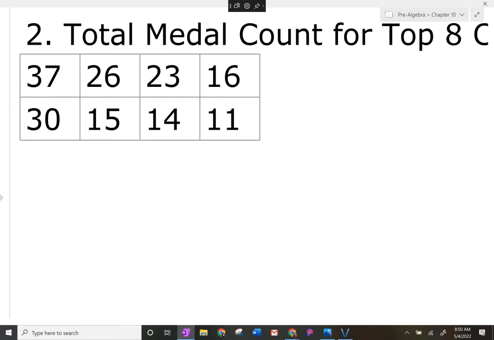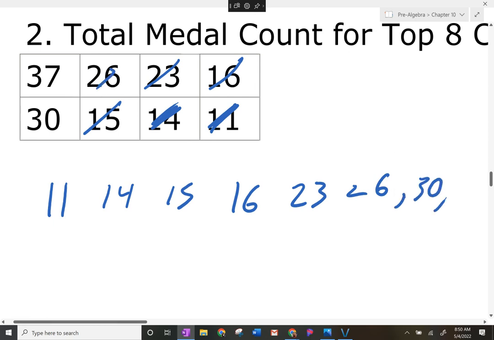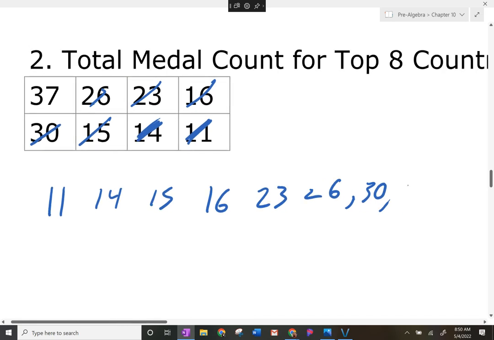All right. You guys tell me what I'm writing. Smallest one. 11. Okay. And then? 14. And then? 15. And then? 16. And then? 23. And then? 26. And then? 30. And then? 47. Fantastic.